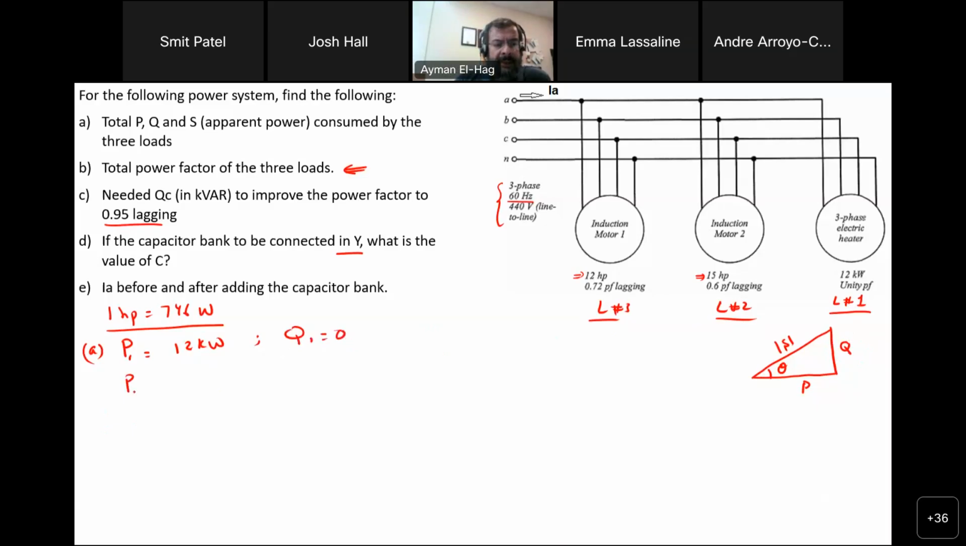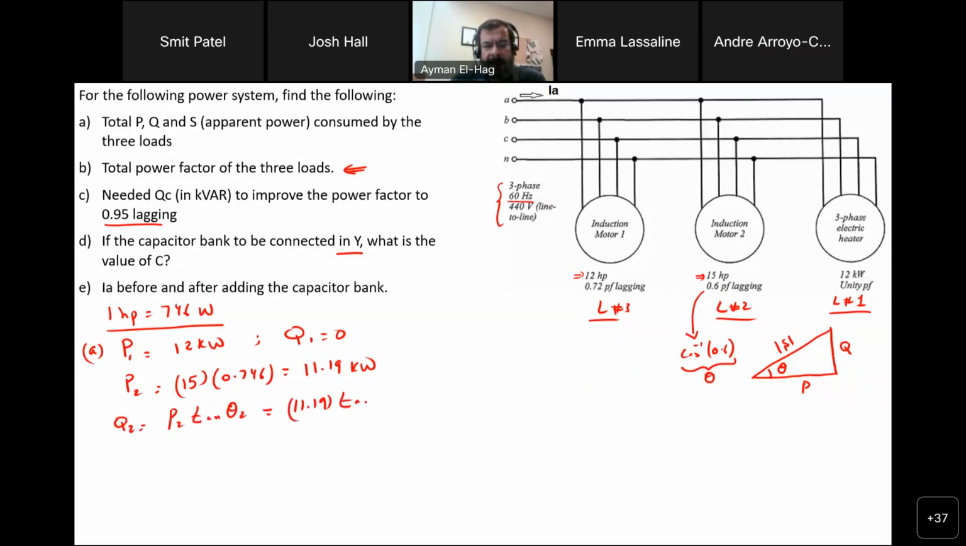Then we move to P2. For P2, we are given the power in horsepower, so I need to convert the horsepower into watt. It is equal to 15 times 746 watt, or 0.746 to convert directly into kilowatt. This gives me 11.19 kilowatt. Now I know the power factor, it's 0.6, so I can find the angle. The angle theta is the cosine inverse of 0.6. And I can find Q from P using tan theta. We know that Q2 is equal to P2 times tan theta 2. P2 we already know, 11.19.